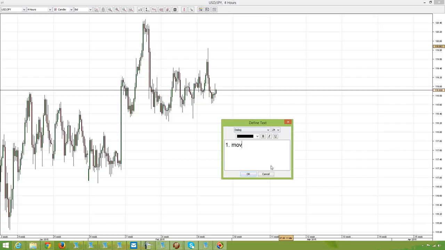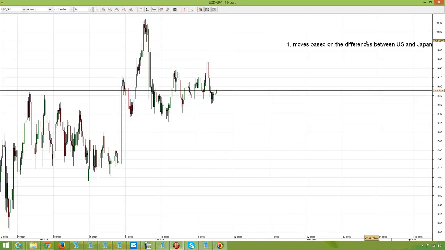So it moves based on the differences between the US and Japanese economy. So this is the first thing to consider on the US dollar and the Japanese yen.